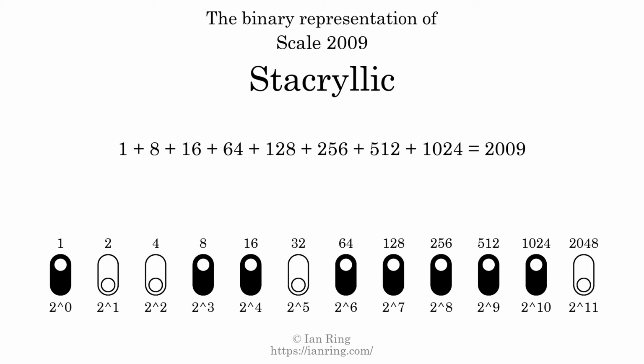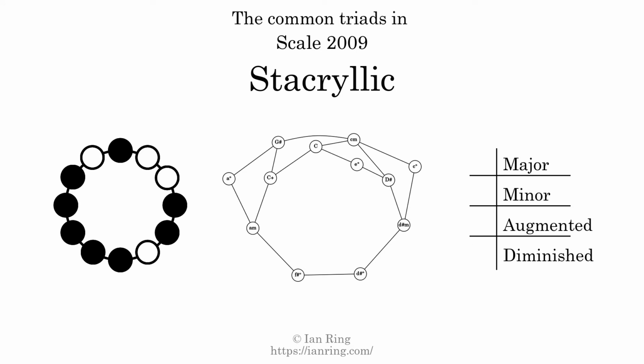The scale number not only enumerates the scale with a unique index, but it also literally describes the tonal content of the scale. Represented as a binary number in base 2, the scale number is 0111110110001. Here are the common triads present in this scale.